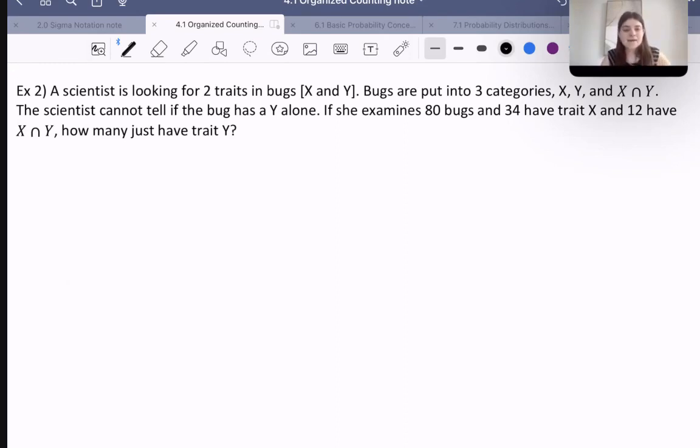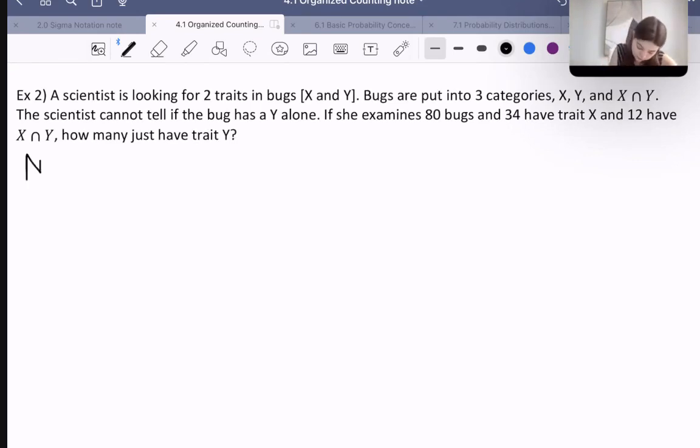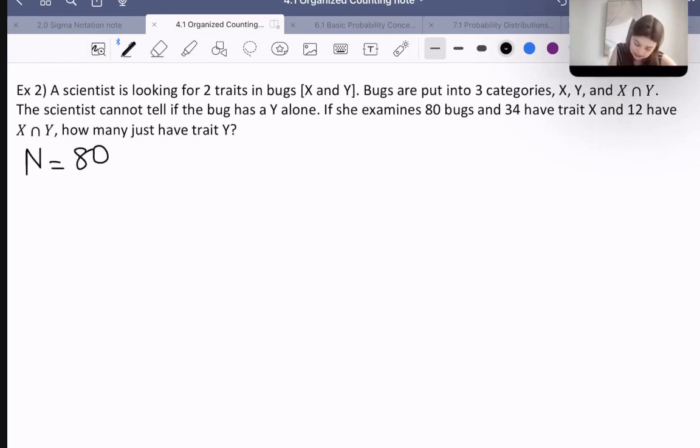Okay, so in this case, let's think about that. Well, we know that N, the total number of bugs tested overall, is 80 bugs. We know that N1, the number of bugs that have trait X, is going to be 34. And we know that we don't know N2. That's what we're trying to figure out. We're trying to find how many just have trait Y alone, right? And we know that N1,2, the ones that have both trait 1 and trait 2, so X and Y together, is 12.